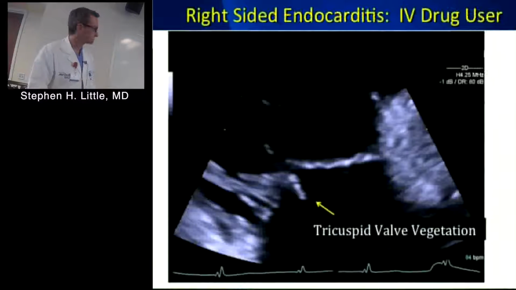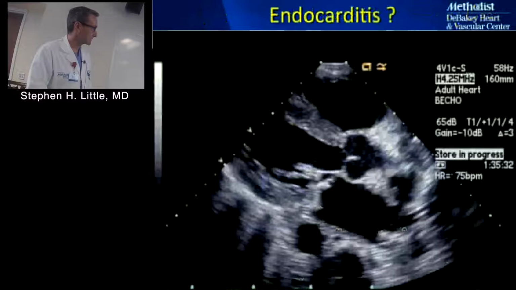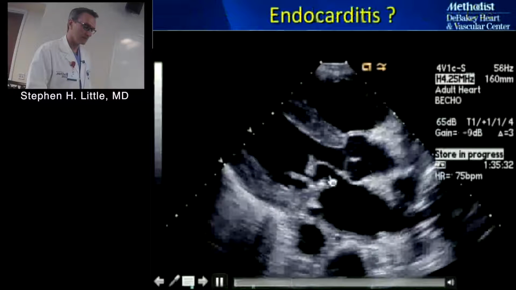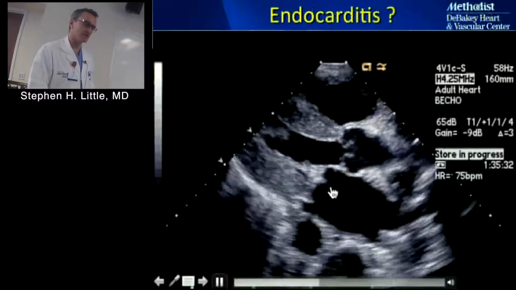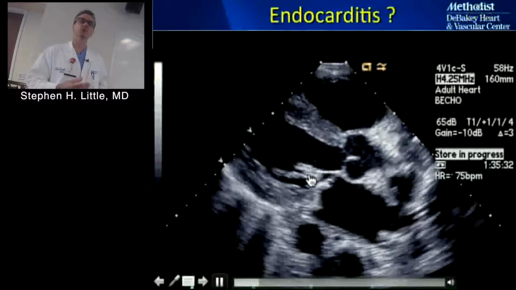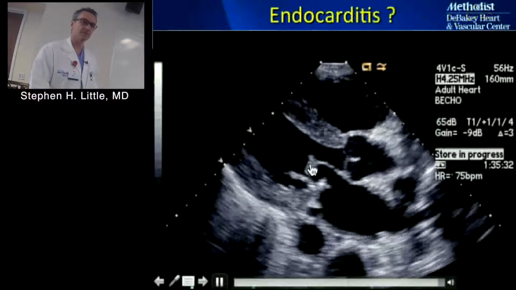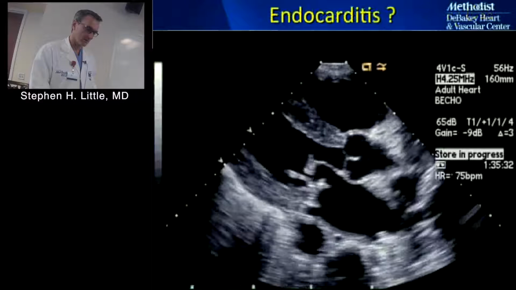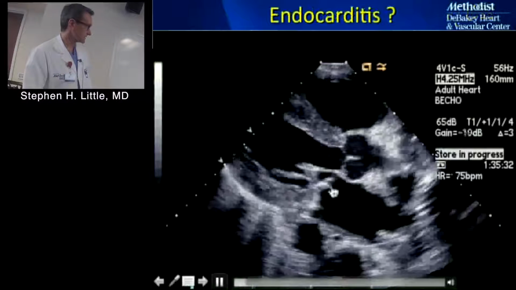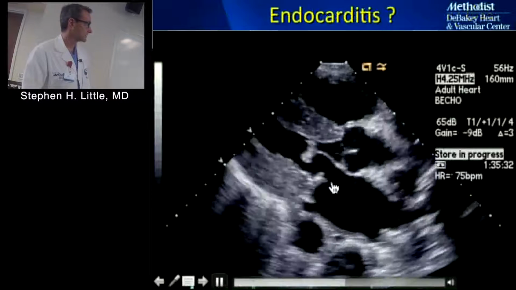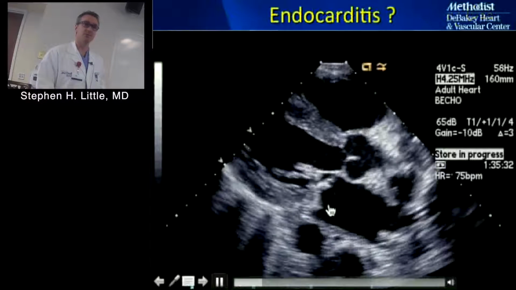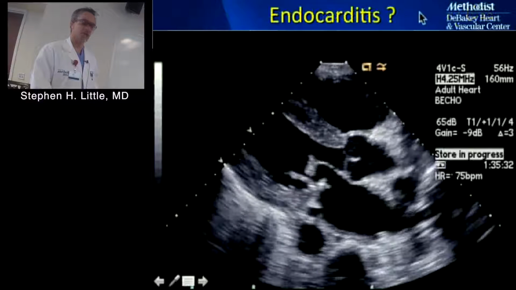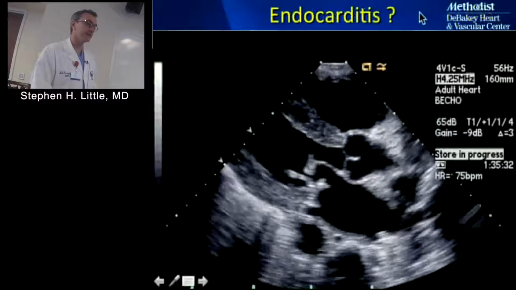This is a tougher one. Clearly an abnormal mitral valve. This one, sort of the big lesion here on the anterior leaflet, sort of breaks the rule of oscillation. But if you look back here on the posterior leaflet, there's some pieces that are oscillating, and it's kind of all over the place. And this is the one that's probably toughest and doesn't like to follow the rules as much, and that's native valve or fungal endocarditis.